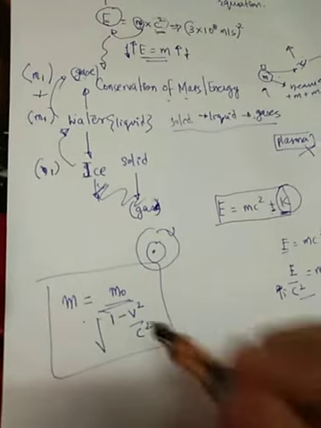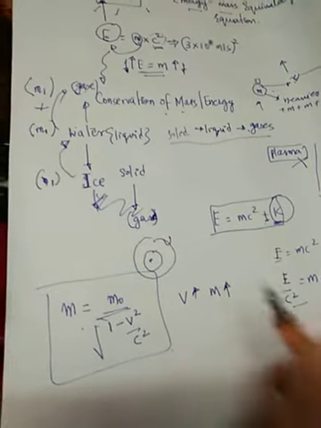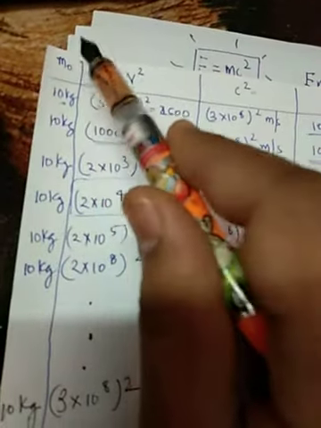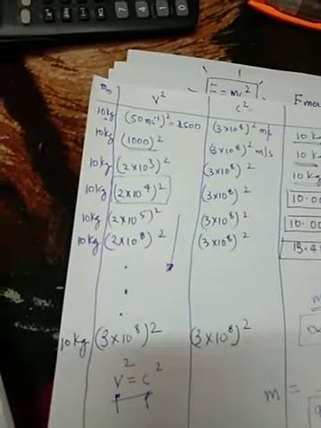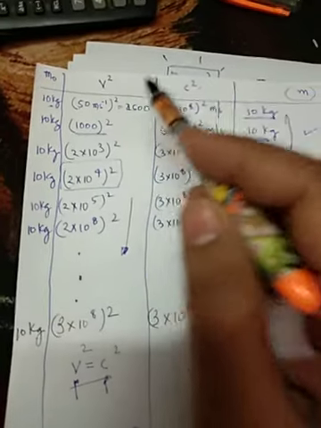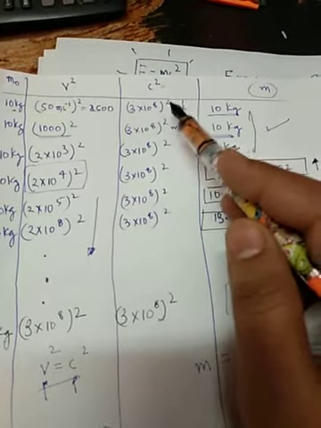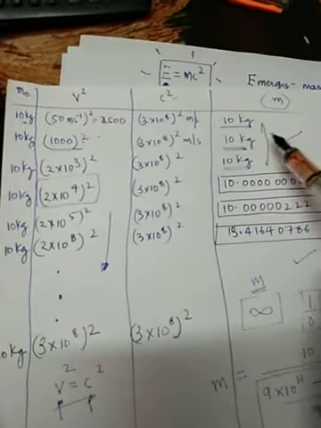Now if you put some values here, you will see that whenever you increase the velocity, you will increase the mass, and it's going to be heavier and heavier. Let me show you. I have a stationary mass, at rest, which is 10 kg. Initially I take a velocity of 50, squared is 2500, and c is 3 into 10 raised to 8, so c squared is 9 into 10 raised to 16. You are getting the same mass. Change the value of v. Right now it is 1000. You are having 10 kg again.